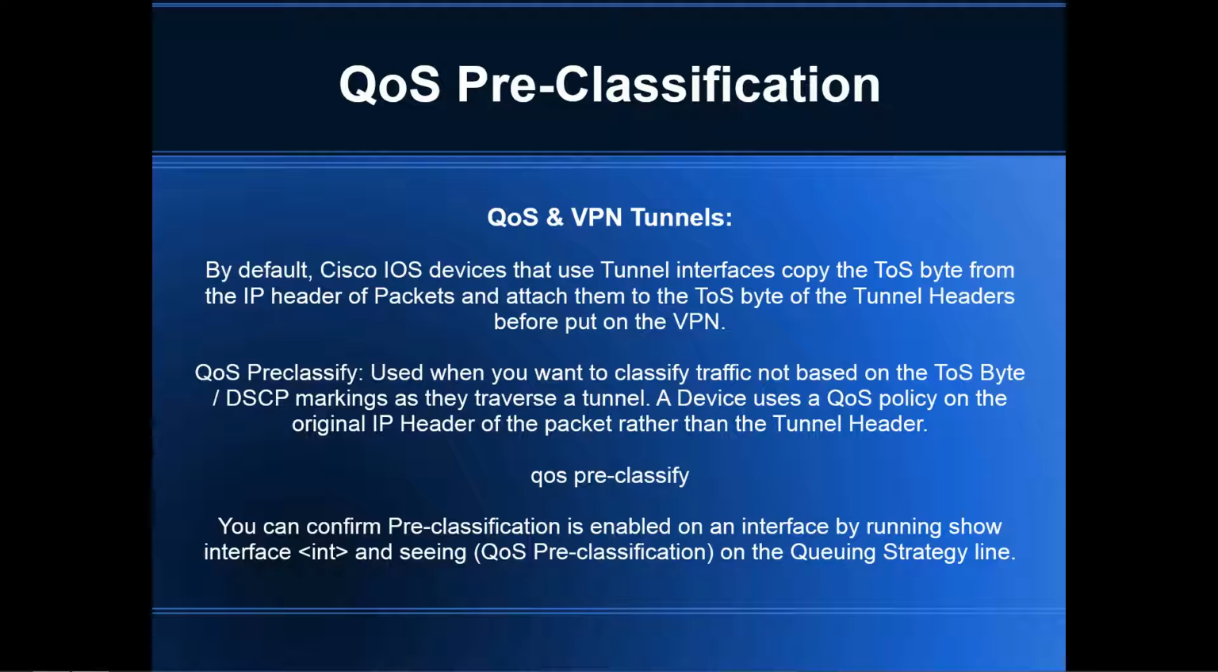And with most things, you can test it using a show interface, the type of interface, and seeing the QoS preclassification on the queuing strategy line. That's going to be really important. When you look at a show interface and then go specifically to that interface, you're looking at a huge line of text, so you want to make sure you're looking at the queuing strategy line.